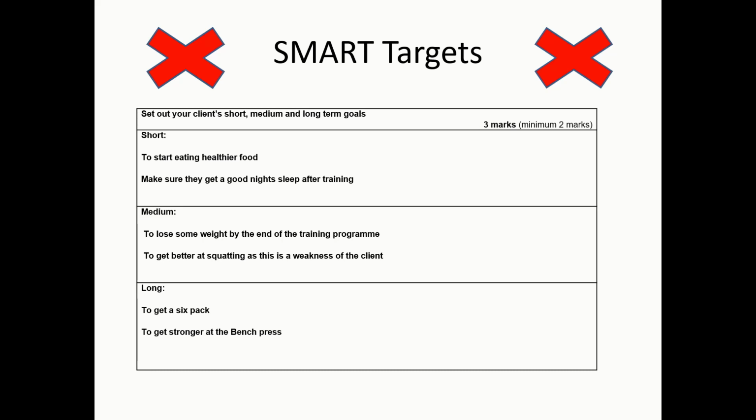The second one here is to get better at squatting. This is a weakness of the client. Now, of course, squatting, getting better, that might be a viable goal, but again, how are we going to measure whether or not someone has got better at squatting? Yes, their weight on the bar might increase, but does that mean that technique is proficient? Again, there is no specificity with regards to this goal, and it's certainly not something that we can measure objectively, especially when we don't know what we're referring to by getting better at squatting.